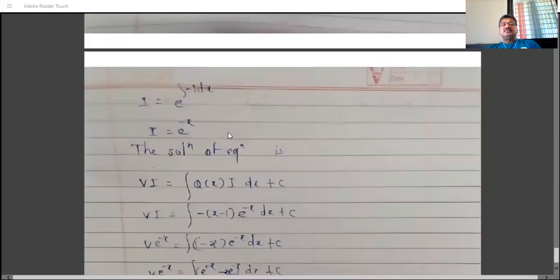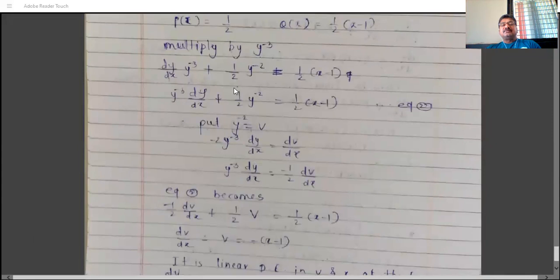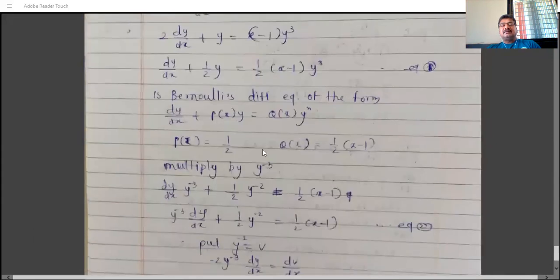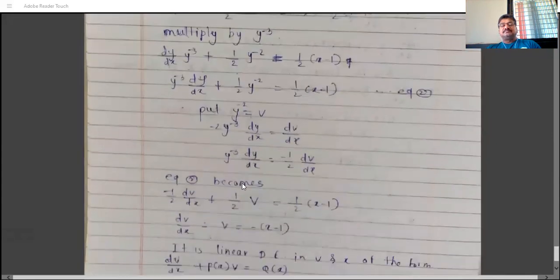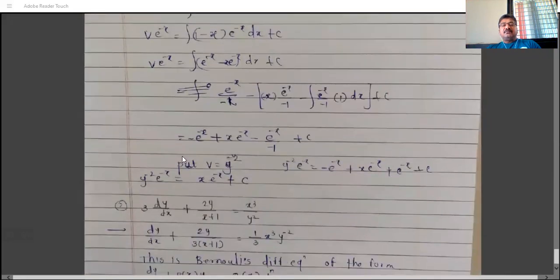Or directly substitute v as y raised to minus 2. So the last step is to substitute v as y raised to minus 2. So we have y raised to minus 2 times e raised to minus x is equal to minus e raised to minus x plus x e raised to minus x, and this minus minus becomes plus e raised to minus x, and it gets cancelled. So y raised to minus 2 e raised to minus x is equal to x e raised to minus x plus c.